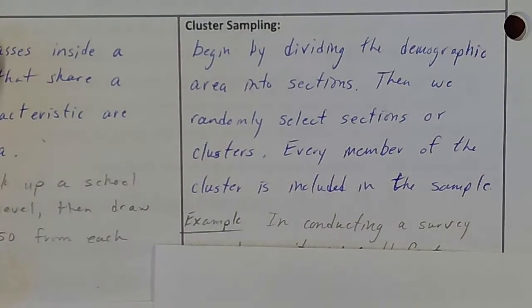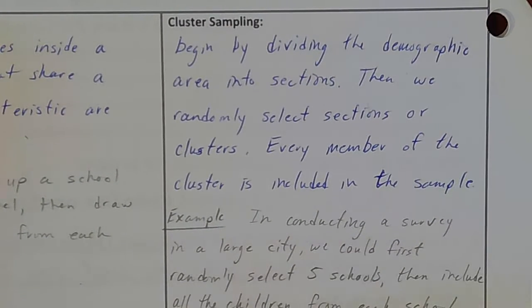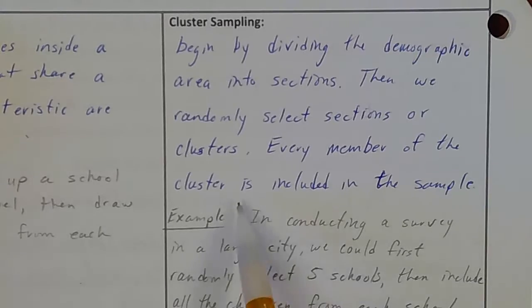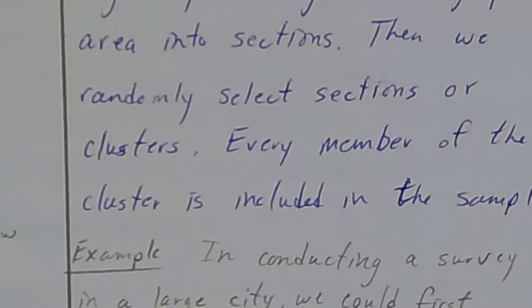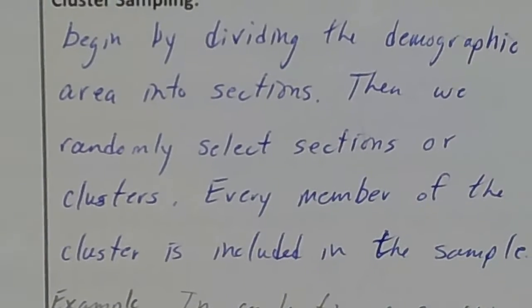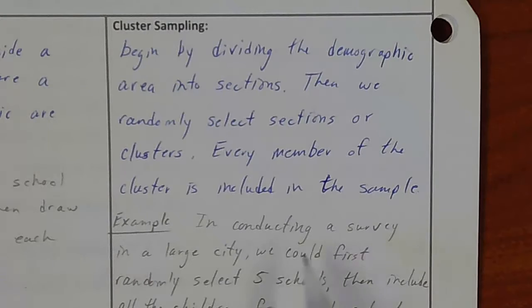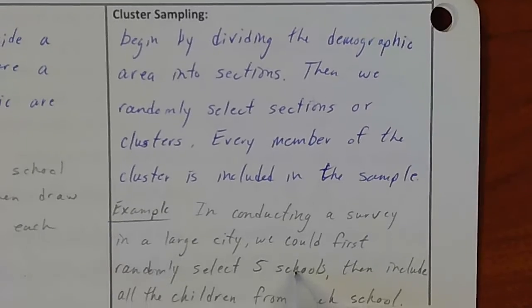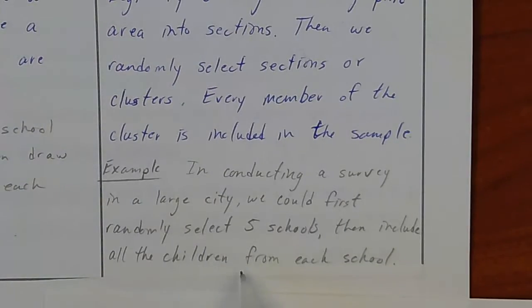At least that's the attempt. You might not reach everybody. That has a phrase in Stats 2 called non-response, but they're at least included in the sample. Okay, so. All right, so here's the example for this one. In conducting a survey in a large city, we could first randomly select 5 schools in that city, then include all the children from each school.